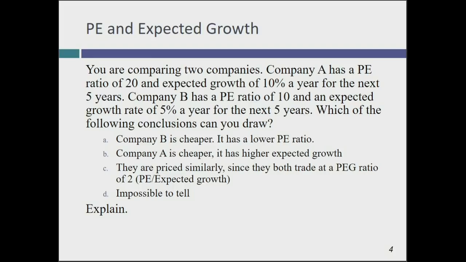Okay? So I'm going to make three statements. The first is company B is cheaper, it has a lower PE ratio. What am I missing when I say that? It has a lower PE ratio, but it also has lower growth. Company A is cheaper because it has higher expected growth. I'm missing that it's a higher PE ratio. Maybe, because I'm dividing PE by growth, the third statement could be true if I'm a believer in PEG ratios. You see the advantage of PEG ratios?